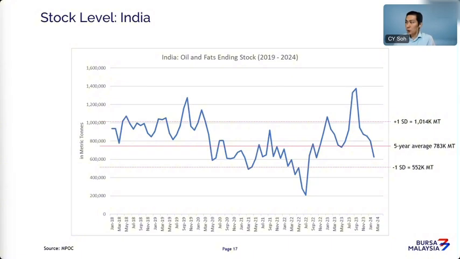Besides that, we also want to look at the stock level for India. Looking at this graph, India's stock level is quite similar to China's stock level. It's having quite a sharp drop. It's reducing. So this may signify improvement in economic activity and an increase in consumption as well.